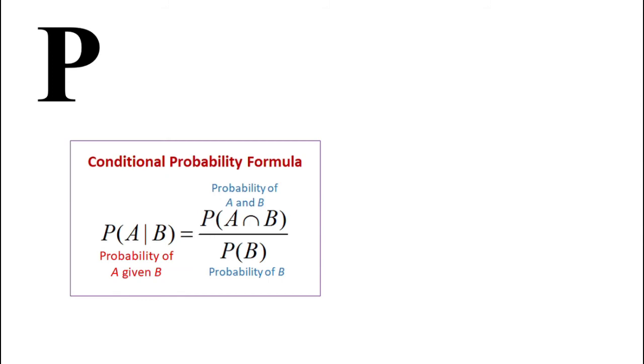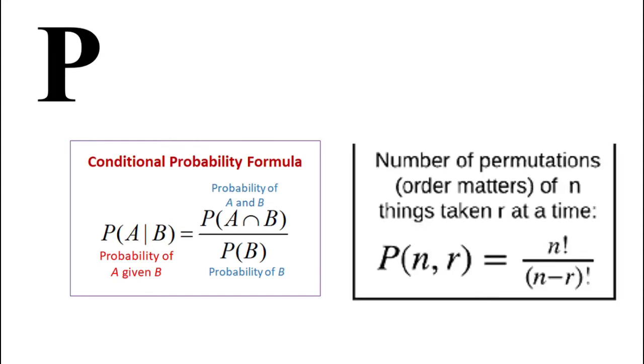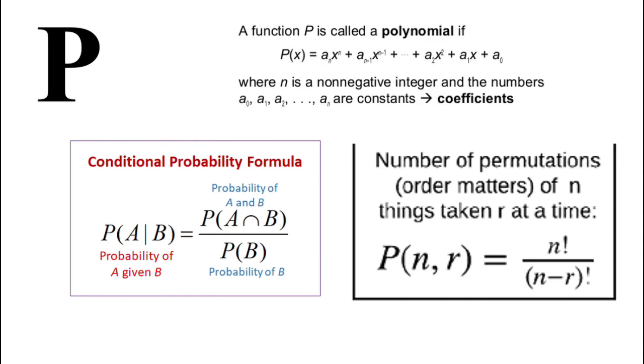Now, P is frequently used to denote the probability of a given set. Right here we have the probability of A given B, which we write like this. It is also used in permutation nPr, which is n factorial divided by (n minus r) factorial. It can also be used to denote a polynomial function, which is P(x) right here.